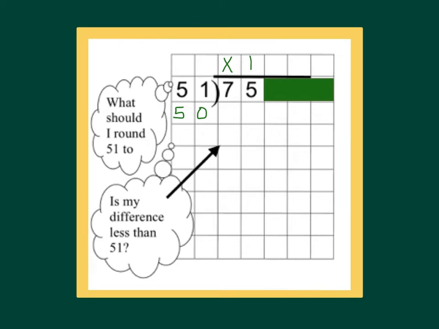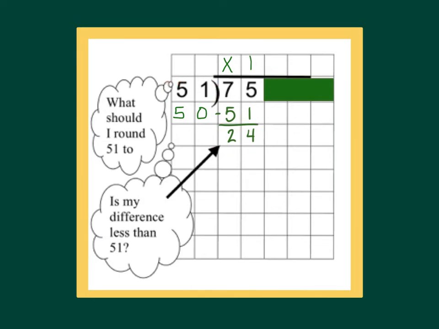Now remember, you're multiplying that 1 by 51 and not by 50. So 1 times 51 is 51, that I'll write here. And then I will subtract. 5 minus 1 is 4, and 7 minus 5 is 2, giving me 24. So again, I have to check. 24 is less than 51.